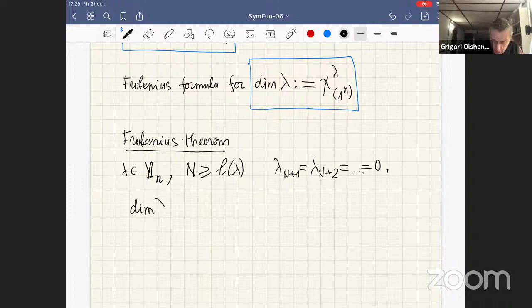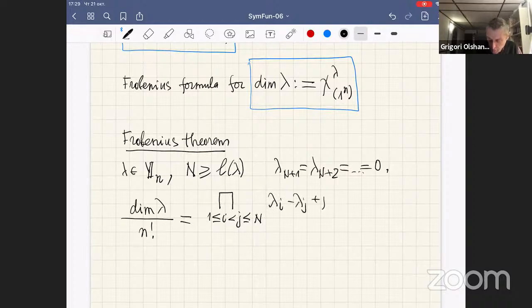Take the dimension. It is convenient for me to divide it by n factorial. Then we have the following. Here we have a product of such type, and divided by this product.